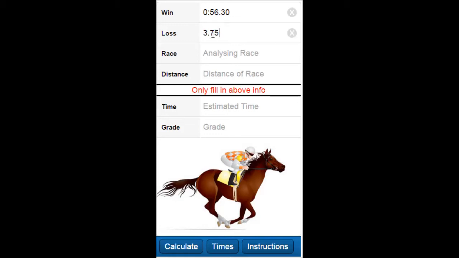You lost by 3 1/4 lengths. Put that in decimal, 3.75. The race you're analyzing was 5 furlongs. The distance is 7. He grades at a 104.80. That's perfect time, with no slowing down for distances. It's just an estimated time.